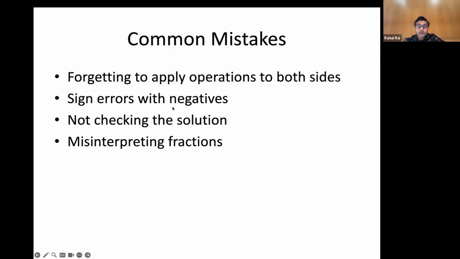Some of the common mistakes are forgetting to apply operations on both sides, like subtracting 8 from both. Sign errors, if you're missing negative signs, and if you're moving things from the left side to the right-hand side or right-hand side to the left-hand side, you have to change the negatives. Not checking the solution is a common mistake. And sometimes misinterpreting the fractions and how they have been written could also be an issue. There is not much theory to cover except what a linear equation is and how to solve for it. Let's now jump into solving the problem.